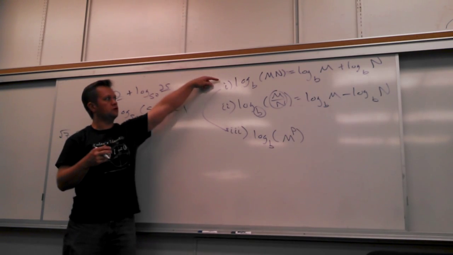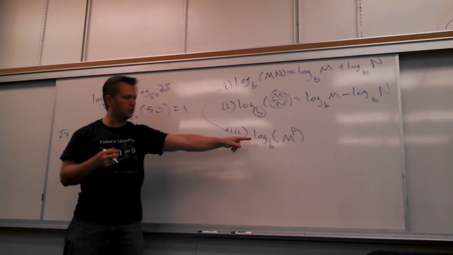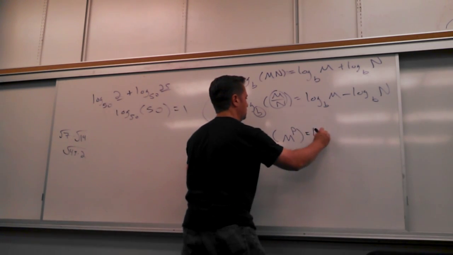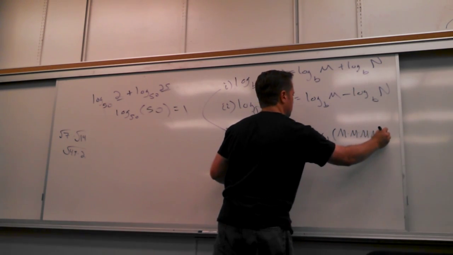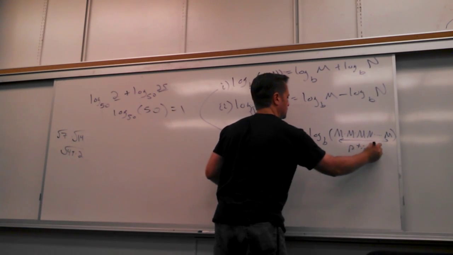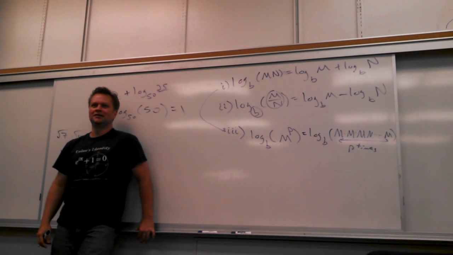I can use the first property because the first property is based on multiplication, right? And exponents are based on multiplication. How can I rewrite this? Isn't this log base b of m times m times m times m times m? How many times? P times. Because that's what the p power means, right?